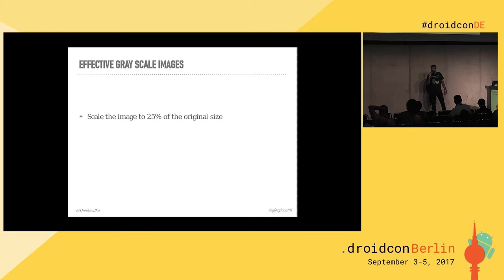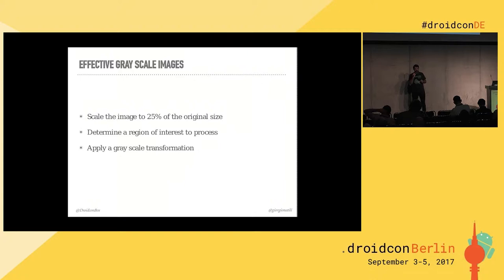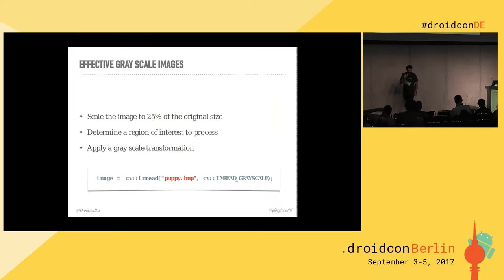Usually, when you deal with mobile devices, you want to get an image, and you want to start to process this image. I'm pretty sure that in this room we all have top-level devices, but that's not true for everyone. So in order to be effective with grayscale images, what you usually do is reduce the size of the acquired image, usually to 25%. Then you determine the region of interest that you really want to get information from, and you apply the grayscale transformation, and then you start to deal with the information, the two-dimensional array that OpenCV, in this specific example, gives back to you.